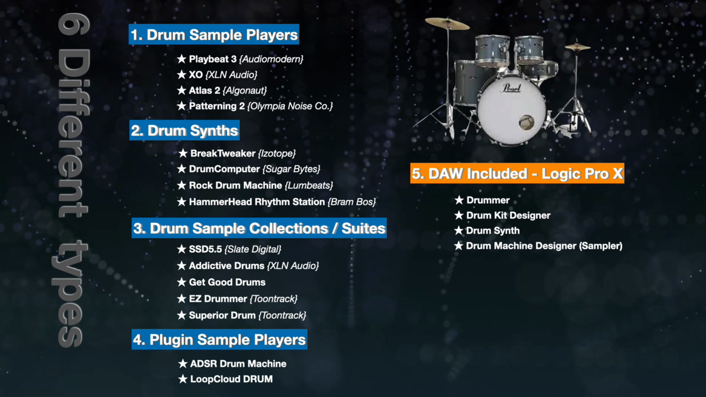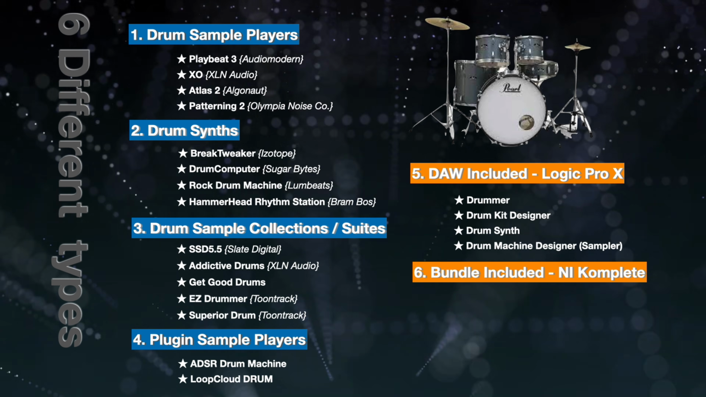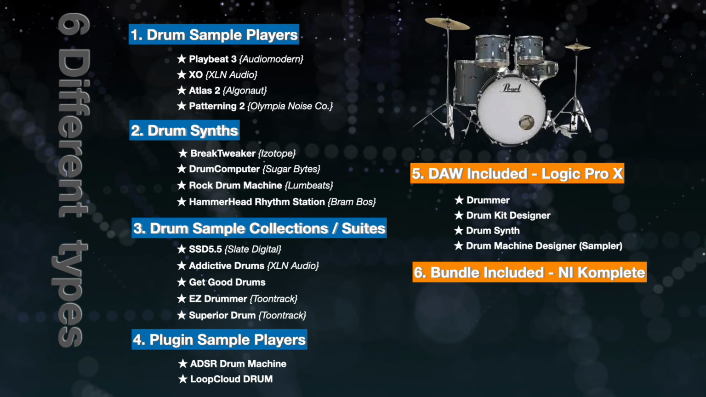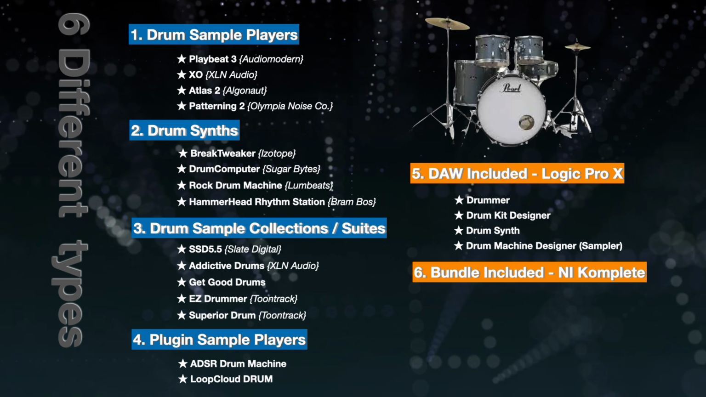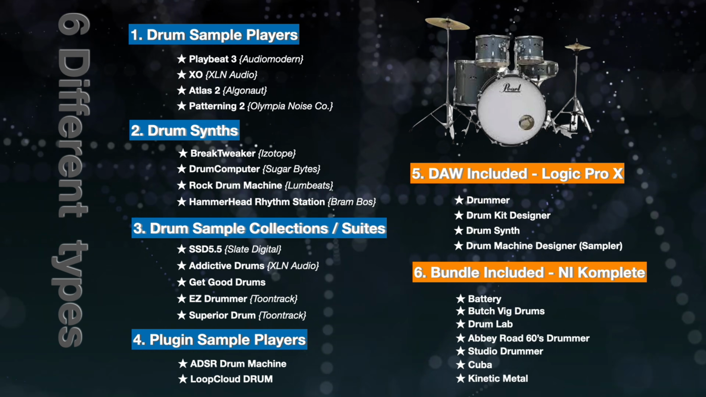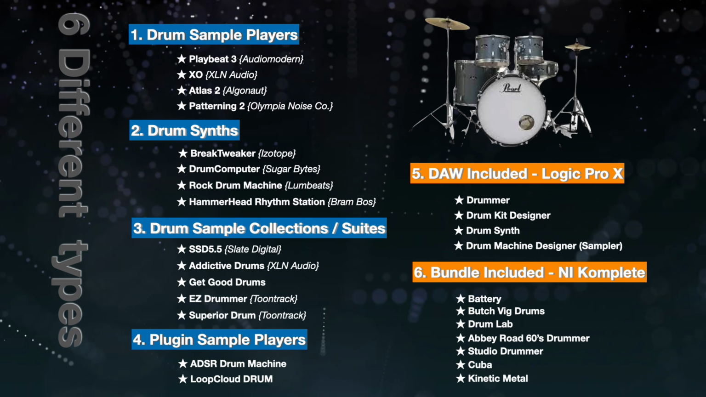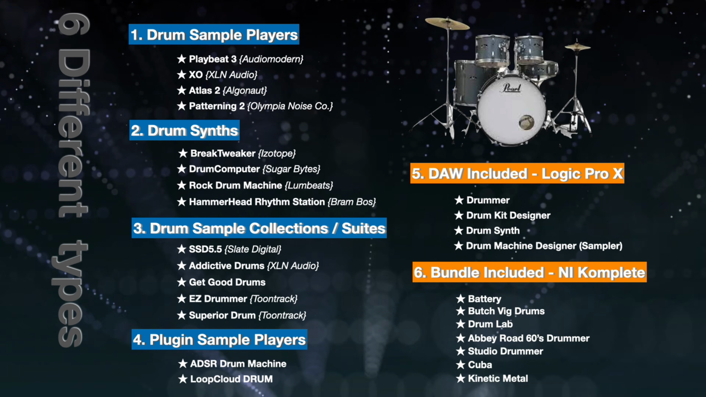They all come with some kind of drum machine. The last category is all about bundled software. If you buy something like Native Instruments Komplete 13 or 14, it includes anywhere from 6 to 10 different drum instruments, and I'm going to touch on how those are different and how that fits into the total landscape.